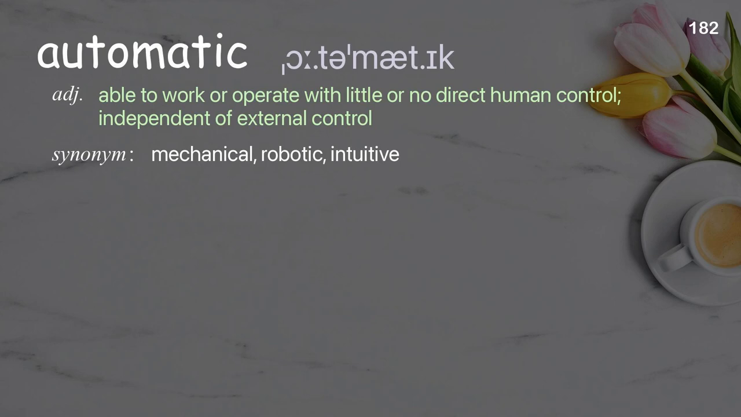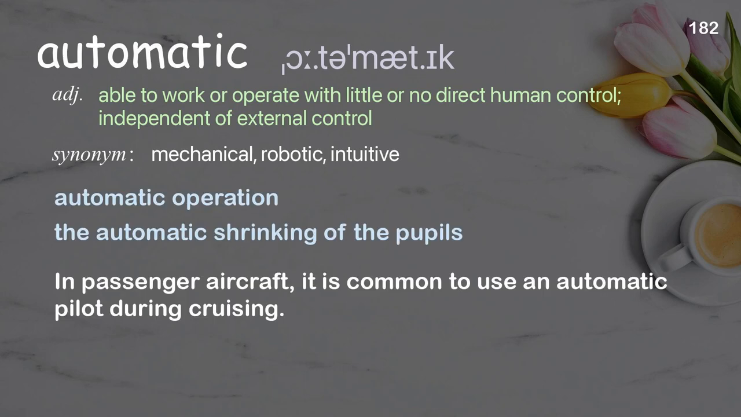Automatic. Able to work or operate with little or no direct human control, independent of external control. Examples: automatic operation. The automatic shrinking of the pupils. In passenger aircraft, it is common to use an automatic pilot during cruising.